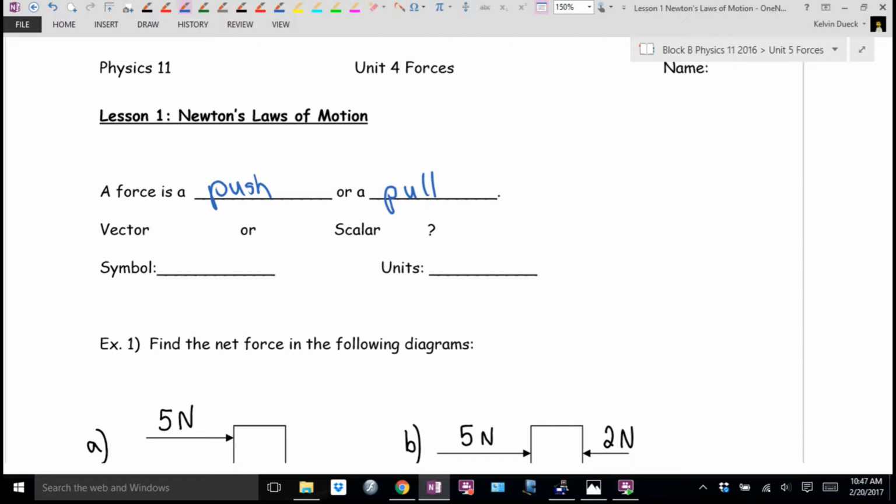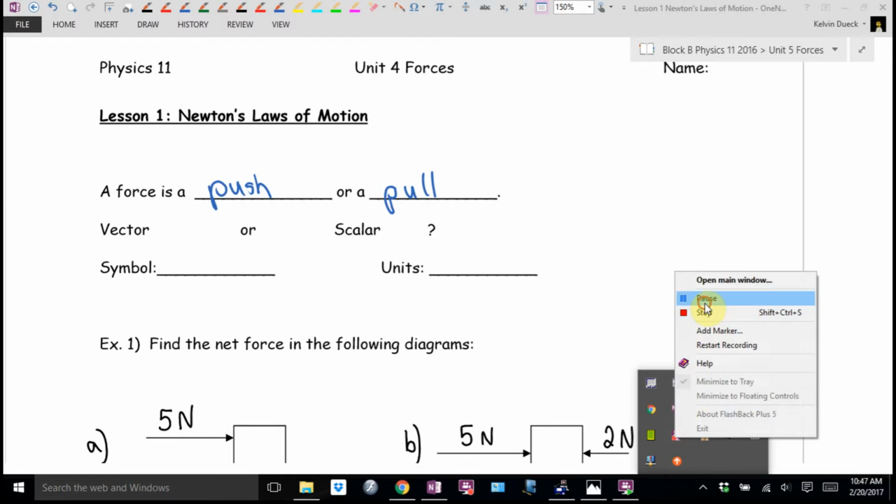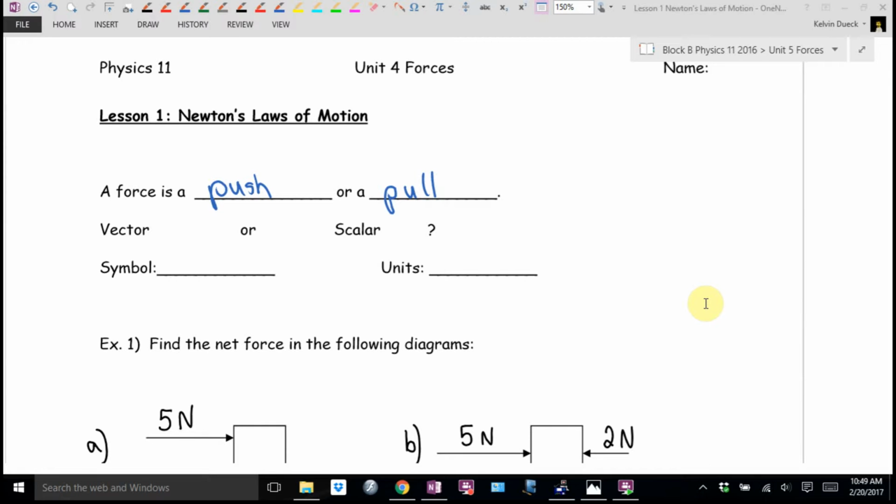Is force a vector or a scalar? Does the direction that you push make a difference? Yeah. Absolutely. Prove it. Okay. Gio, could you stand up, please? Kiana, could you stand up, please? So Kiana, did the direction that we pushed make a difference? So does force have direction? It's a vector. Symbol for force, capital F.